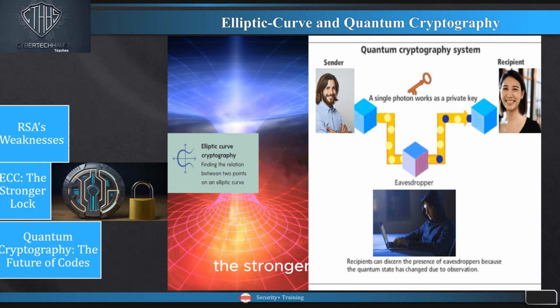ECC, the stronger lock. ECC is like using a different kind of lock altogether, one that is even harder to pick than the prime number lock of the RSA. It uses a different type of mathematics problem that is much more difficult to solve, even for powerful computers.